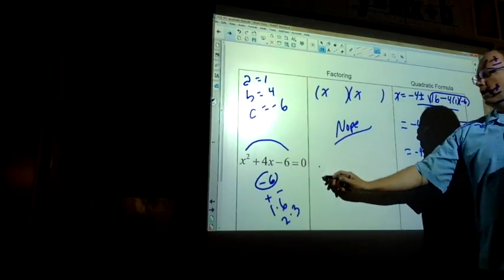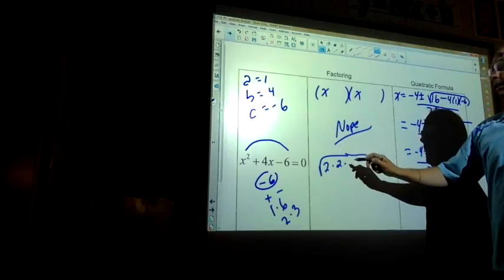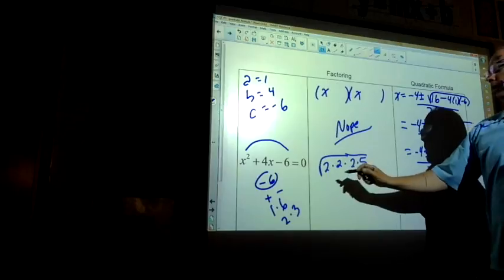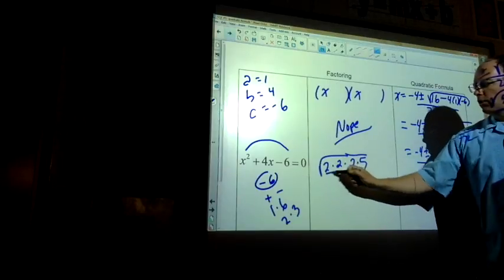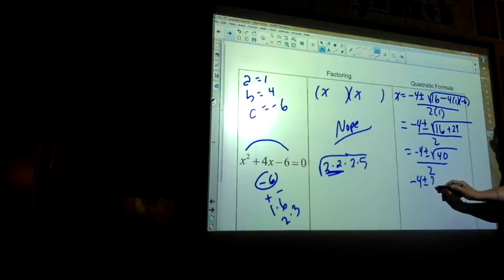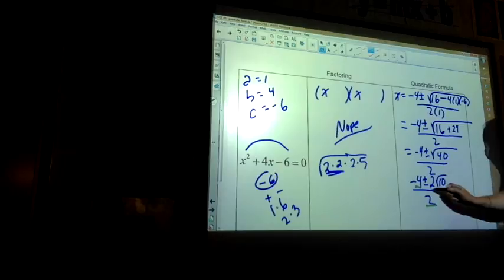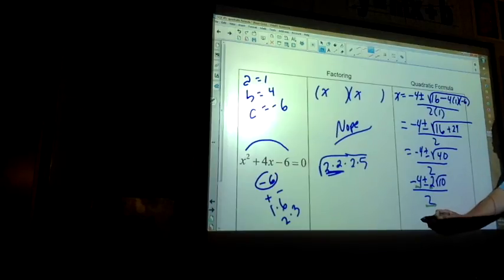I bet you we could break 40 down. 40 breaks down to 2 times 20. 20 breaks down to 2 times 10. 10 breaks down to 2 times 5. So that's 2 root 10. It is a fraction, so we can reduce. I can reduce here, here, and here, not inside the radical. So that gives me negative 2 plus or minus root 10 all over 1. That's my answer. That's my irrational answer.